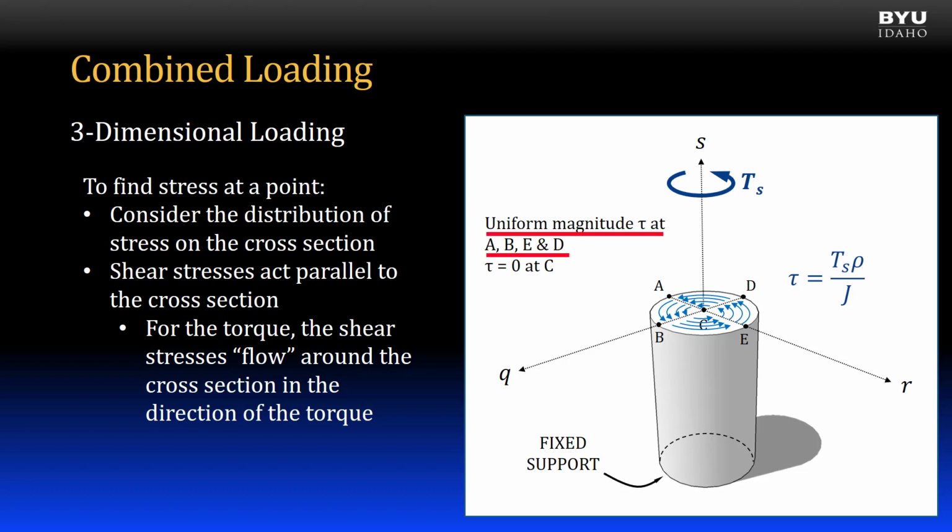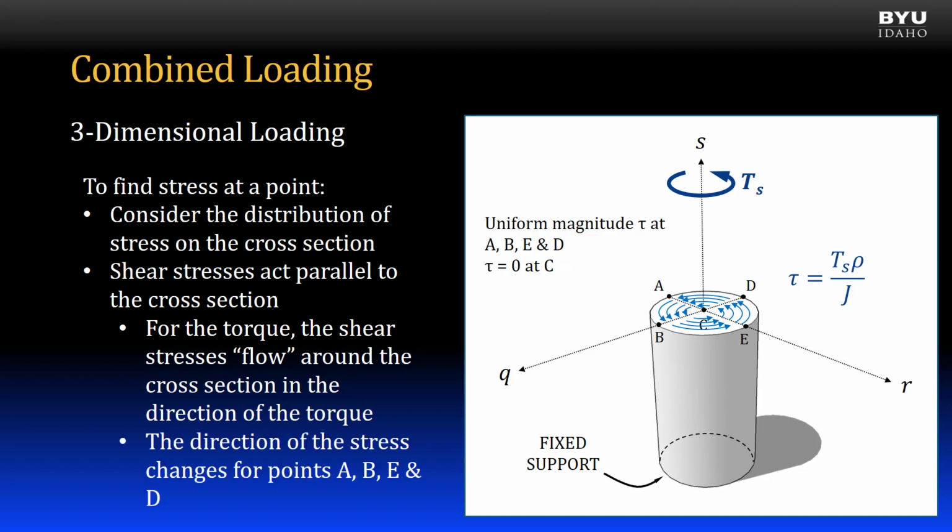This means that the maximum shear stress magnitude is felt equally at points A, B, E, and D. Note that the directions of the stress change for the 4 points. At point A, the stress is in the positive Q direction. At point B, the stress is in the positive R direction. At point E, the stress is in the negative Q direction. At point D, the stress is in the negative R direction. The distribution of stress magnitude is linear, increasing radially from the center outward in all directions.